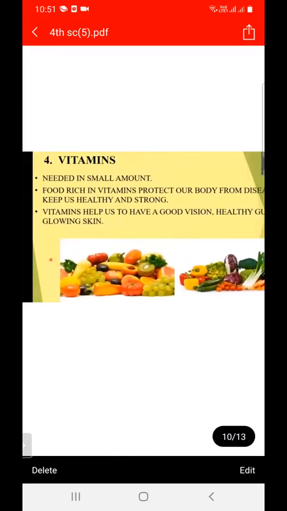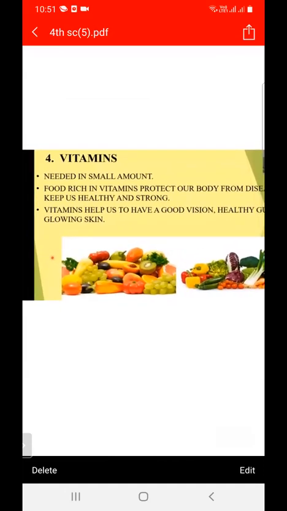And next is vitamins. Vitamins are needed in small amounts, and they keep our body healthy. Vitamins help us to have good vision, and food rich in vitamins protects our body from disease. So vitamins are called protective food because they protect us from many diseases.